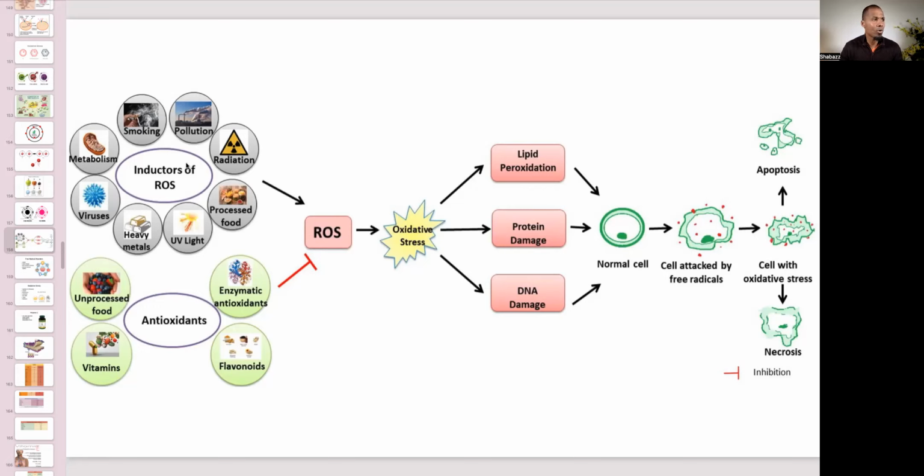So inductors of ROS, as it says right here: pollution, radiation. With radiation alone, you have two types: ionizing and non-ionizing radiation. The word ionizing comes from ions. We're going to look at that in a little more detail next time. Processed food, UV light, heavy metals, viruses, metabolism, and of course, smoking. So these are the inductors of ROS.